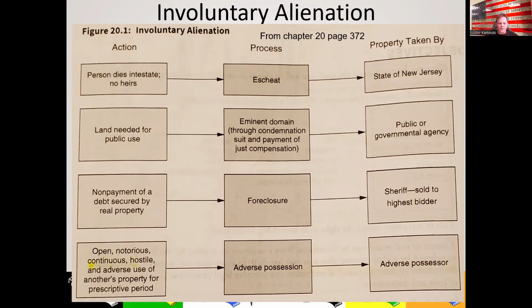Or for non-payment of a debt, foreclosure. In some states foreclosure is a judicial process, in some states it's non-judicial. New Jersey, it's judicial. It has to go through the court system. So non-payment of a debt secured by real estate as the collateral for that debt. Through the process of foreclosure, the sheriff would sell that property to the highest bidder at auction.